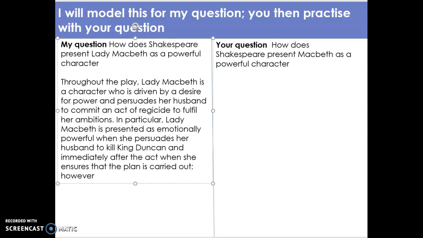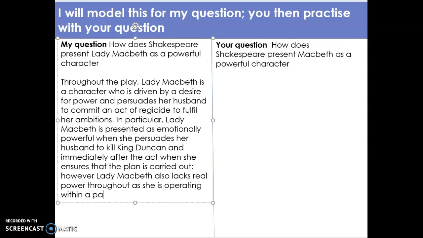So I've said, obviously, haven't I, that she is emotionally powerful. So now I'm going to say a way in which she's not powerful, because however signals a moment of change. However, Lady Macbeth also lacks real power throughout, as she is operating within a patriarchal society, so is dependent upon her husband.